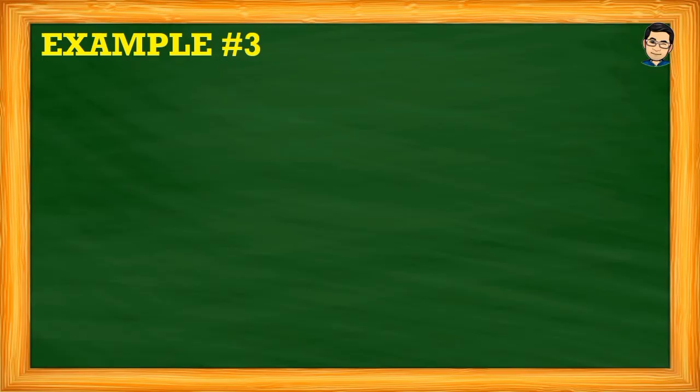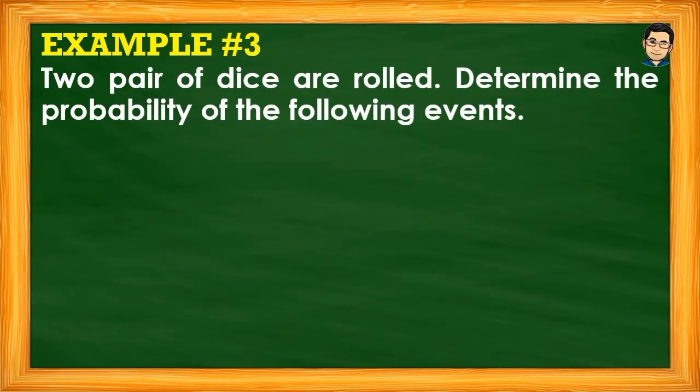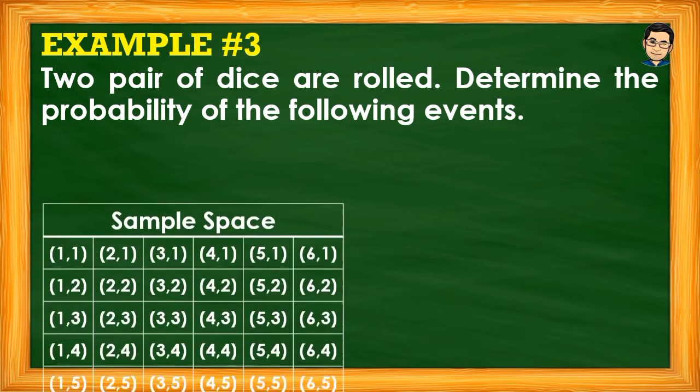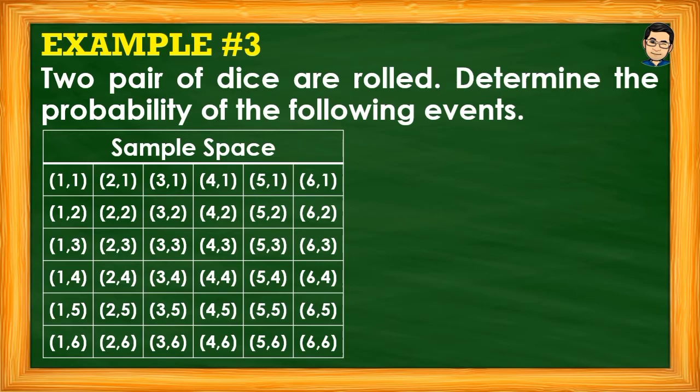Let us have example number 3. Now, let's have dice naman. So, 2 pair of dice are rolled. Determine the probability of the following events. So, again, given po rin dito yung ating sample space. Na-discuss ko na po yan dun sa previous lesson natin. So, let's have letter A. What is the probability of getting a sum which is 4 or 11?